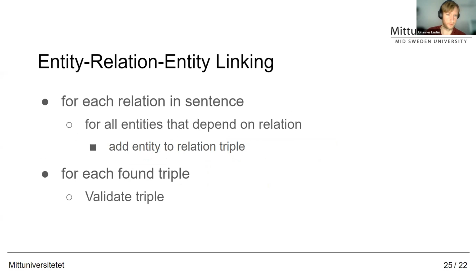And for each relation we find in a sentence, can we find entities underneath? Then we make triples out of them, basically. And for each found triple, we also need to verify that it actually has one entity, one relation, and one entity, and that they are related to each other.